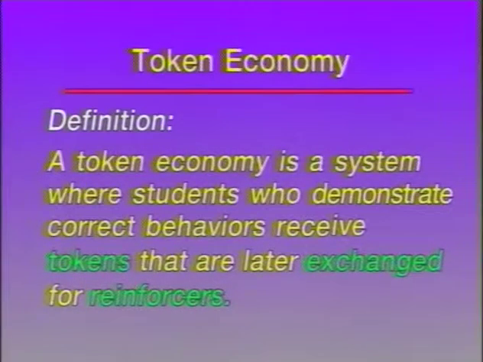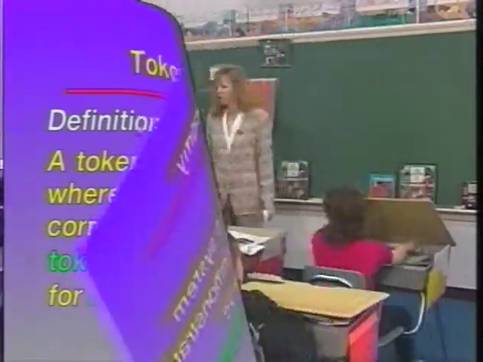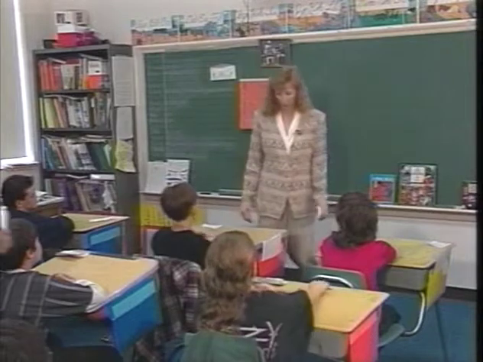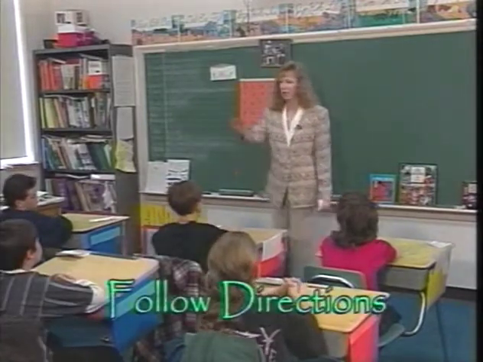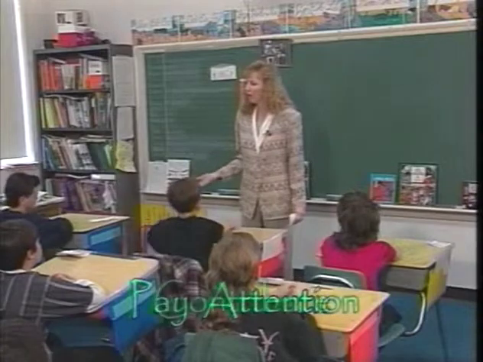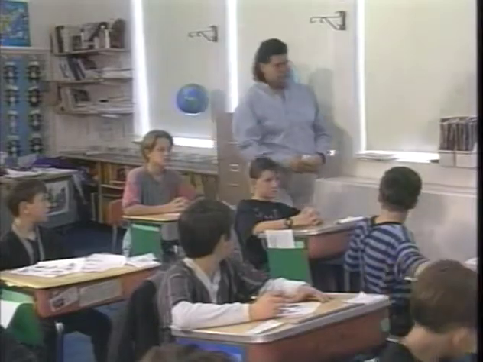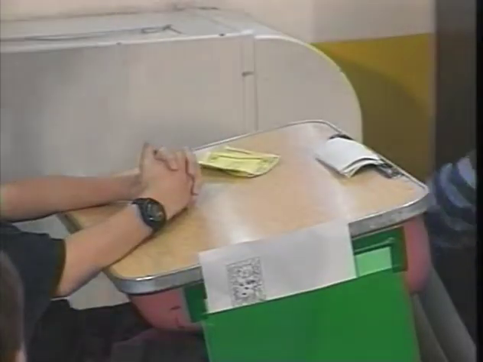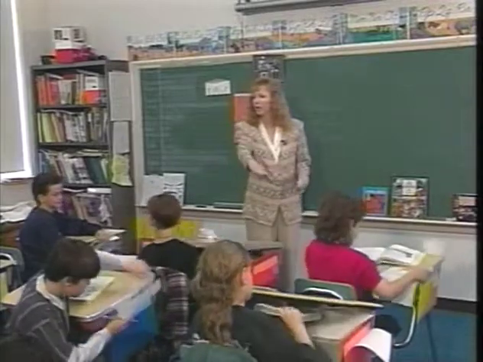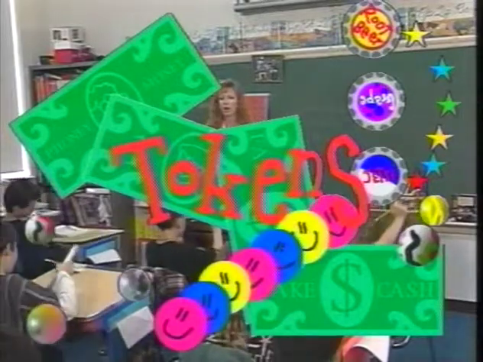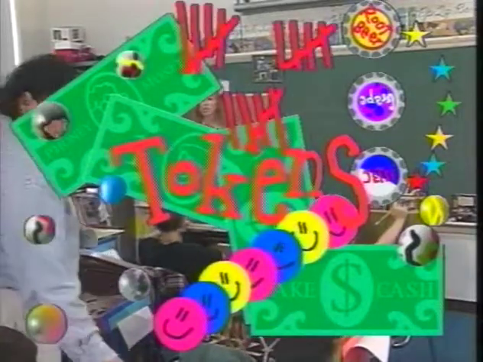A token economy is a system where students who demonstrate correct behaviors receive tokens that are later exchanged for reinforcers. For example, in this classroom, students receive a paper token when they follow directions, pay attention, or contribute to the discussion. Your good answer. Jared's been thinking. Mr. Baez, give that man 100. Then, before going to lunch, students can exchange their tokens for special privileges. A token economy is an excellent way to shape appropriate classroom behaviors.